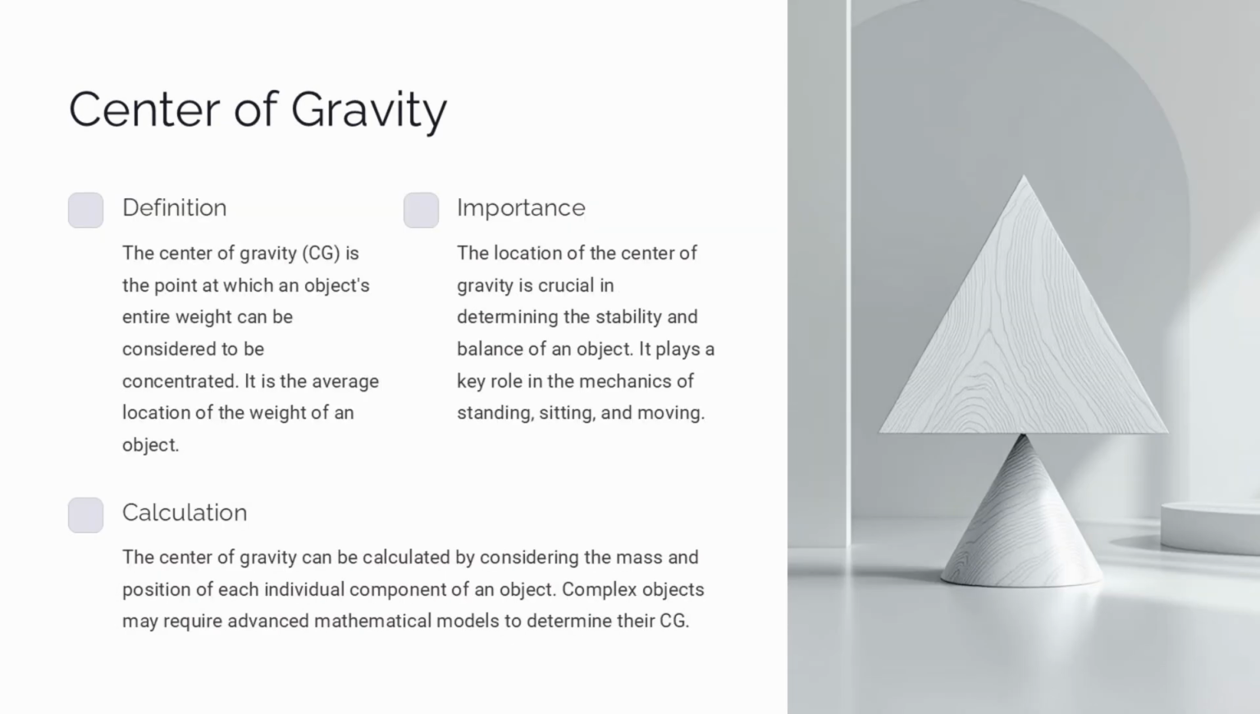The center of gravity, or CG, is the average location of an object's weight, the point where the entire weight can be considered concentrated. Knowing the location of the CG is crucial for determining an object's stability and balance. It's a key factor in mechanics of standing, sitting, and moving.